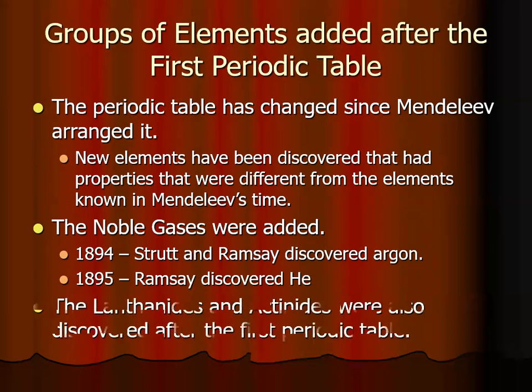The lanthanides and actinides were also discovered on the periodic table. Once again, it's arranged by properties. If it was arranged by atomic numbers, they would fit directly in there. That's why they're kind of shoved in at the bottom.